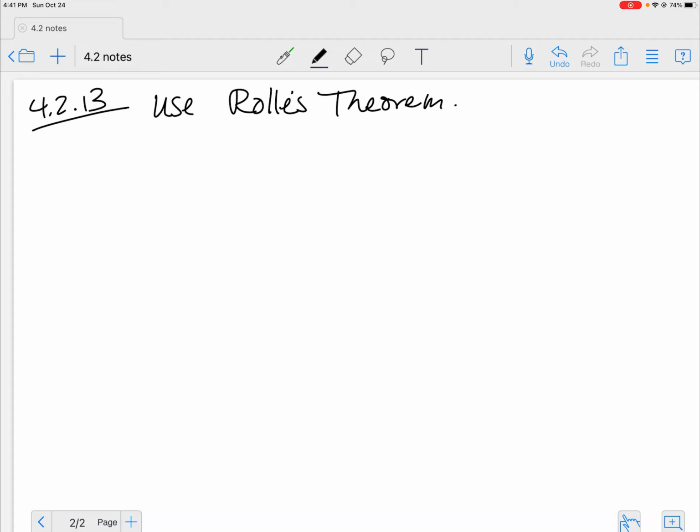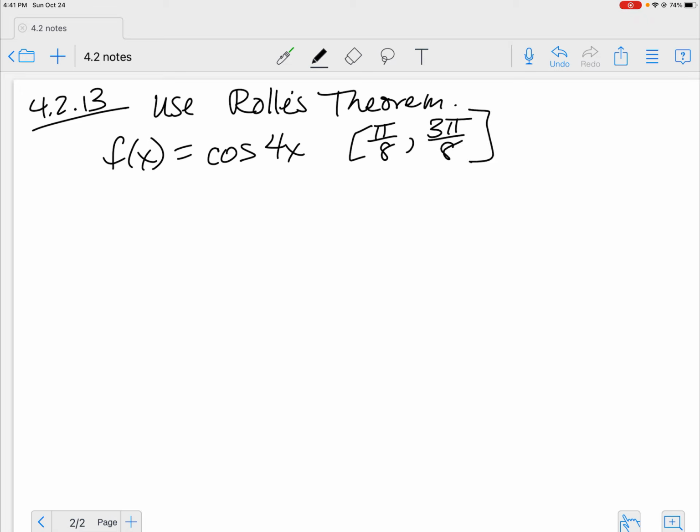Now I want to do one more example of Rolle's theorem because you know how much I like my trig. So I want to do one where we're actually looking at some trig. f of x is equal to the cosine of 4x on the interval pi over 8 to 3 pi over 8. That's an 8. Contrary to what it may look like, that's an 8. All right? Okay, as soon as it says Rolle's theorem, what's the very first thing you have to do?